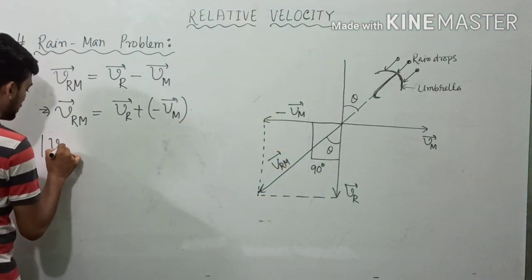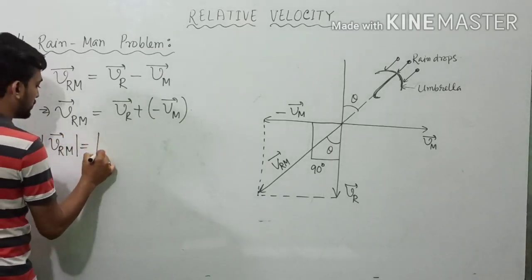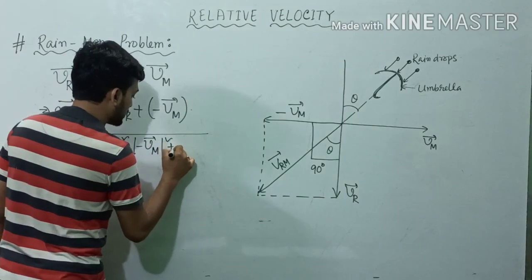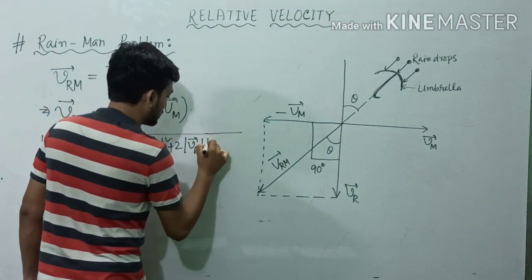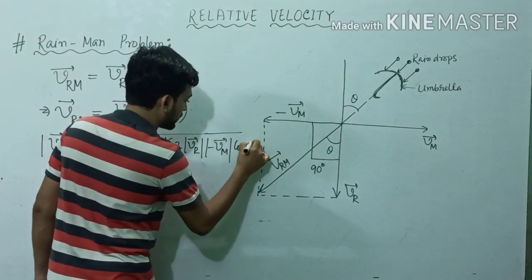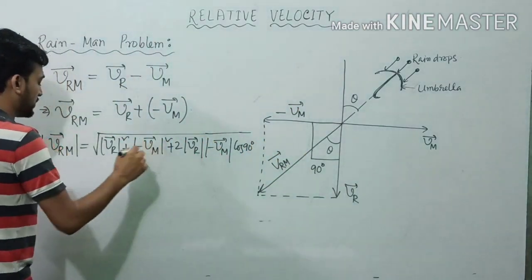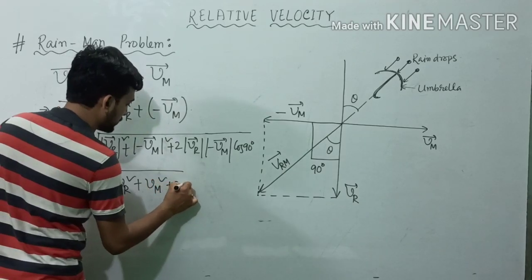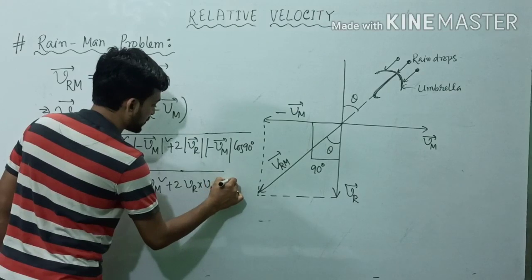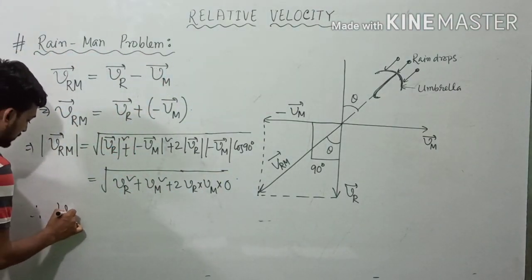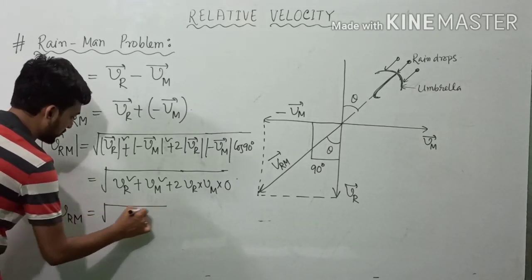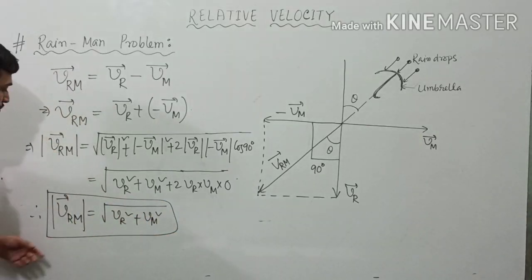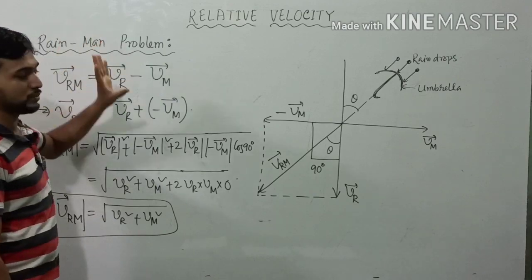So now the magnitude of relative velocity of rain with respect to man will be the square root of |Vr|² + |-Vm|² + 2|Vr||-Vm| cos of the angle between -Vm and Vr, that is 90 degrees. So what we will get: Vr² + Vm² + 2 Vr Vm cos 90, and cos 90 is 0. So ultimately we are getting the relative velocity of rain with respect to man equal to the square root of Vr² + Vm², and this is the magnitude of relative velocity. So this formula we need to use in order to solve the numericals in connection to the rain-man problem.